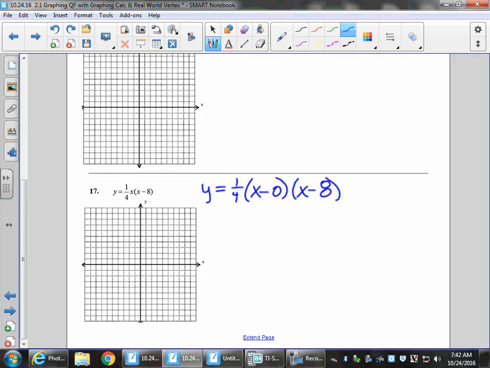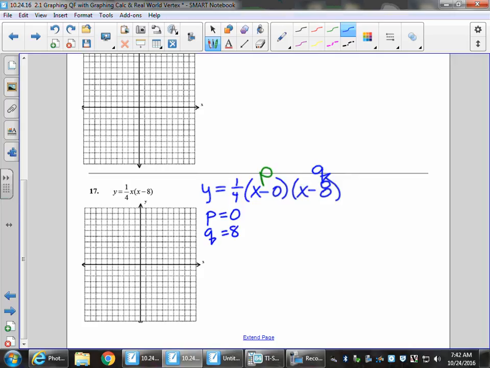Not yet. What 2 values? There's 2 variables I can identify. P and Q. What's P? 0. What's Q? Good job. Remember that negatives are built into intercept form. So if I see a minus 8, it's a positive 8. So P equals 0, Q equals 8.